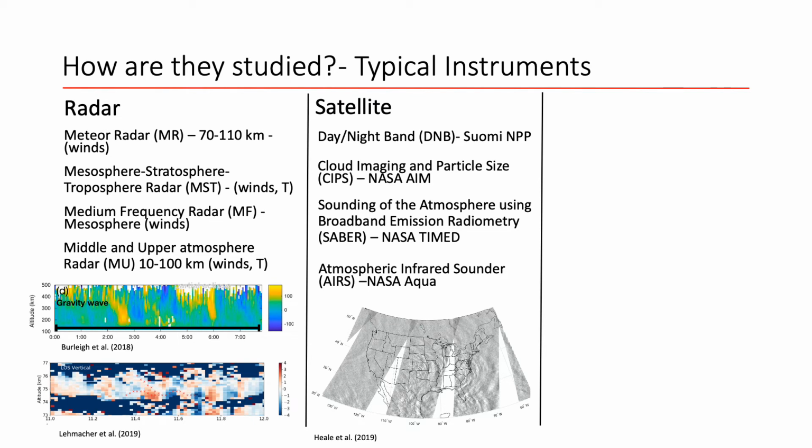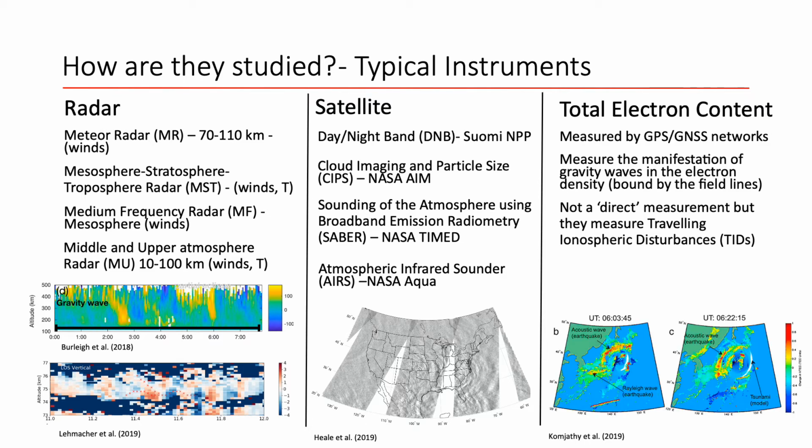Satellite is also really useful for looking at global coverage of gravity waves. However, you struggle to get good temporal resolution because of the satellite passes and how fast they're passing over. So this image at the bottom shows the imager upon NASA's Aqua satellite, and you can see these gravity waves in the stratosphere over the United States. The total electron content can be measured by GPS and GNSS networks, and this will measure a manifestation of gravity waves in the electron density. And these are actually known as travelling ionospheric disturbances, but they are manifestations of gravity waves in the ionosphere.